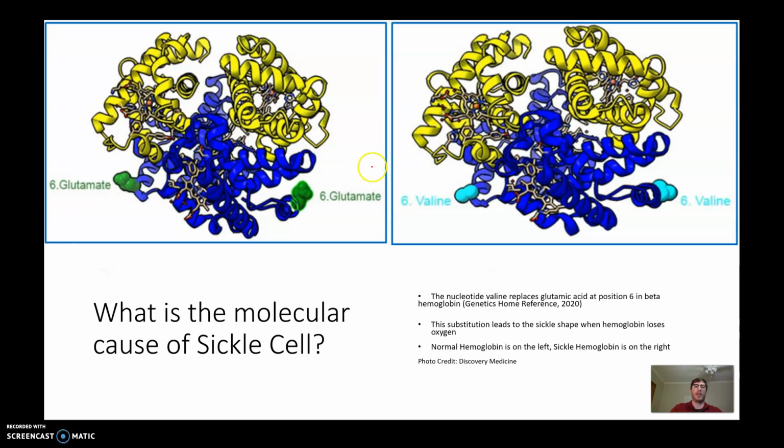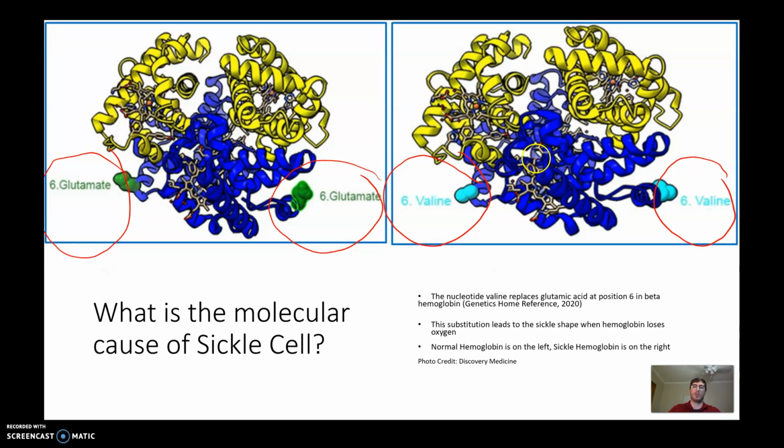So if you see on the left picture right here, we have glutamate. This is a normal hemoglobin that can go from deoxyhemoglobin to oxyhemoglobin in a very easy, normal fashion. Unlike, as we see right here, this valine. This valine is really what's responsible for giving those drepanocytes or sickle cells that sickle cell shape. This valine in deoxyhemoglobin creates that sickle cell shape. And this is caused by valine replacing glutamic acid.